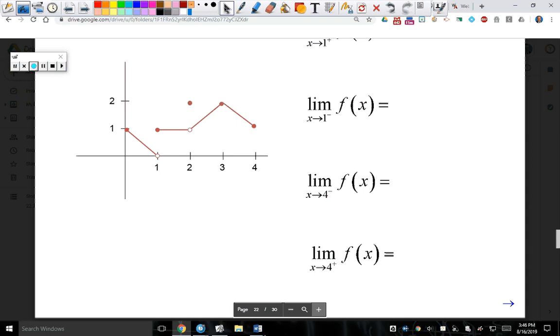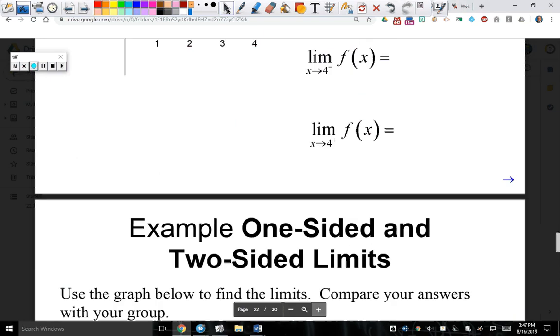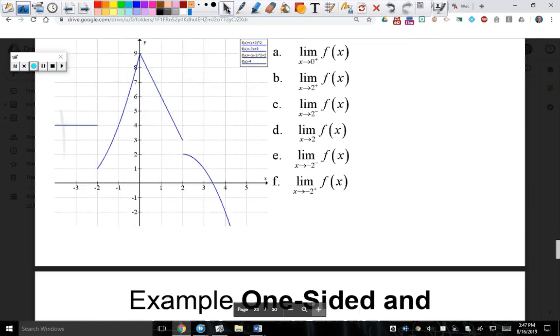1? No? Wait. Does not exist? Okay. Does anyone have a different answer than does not exist? What would the other answer be if you did not say does not exist? Undefined. But undefined is not the answer because undefined deals with points. And what did she just read? A limit. So we don't use undefined, we use does not exist. Okay? Perfect. I believe we have a couple more.